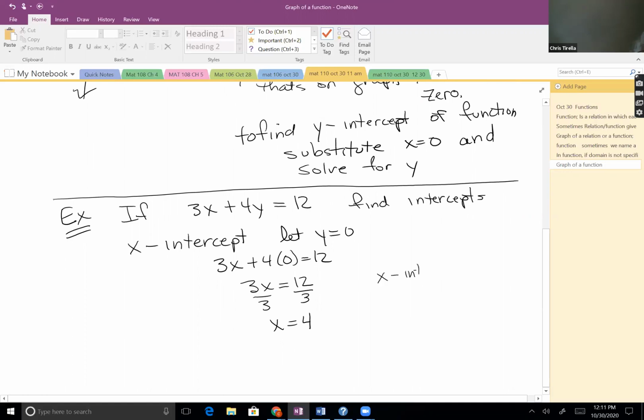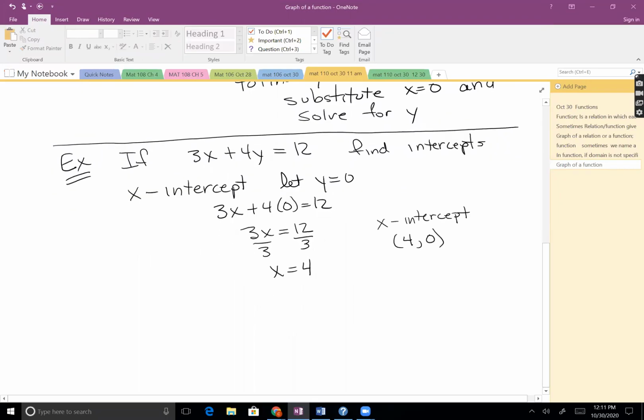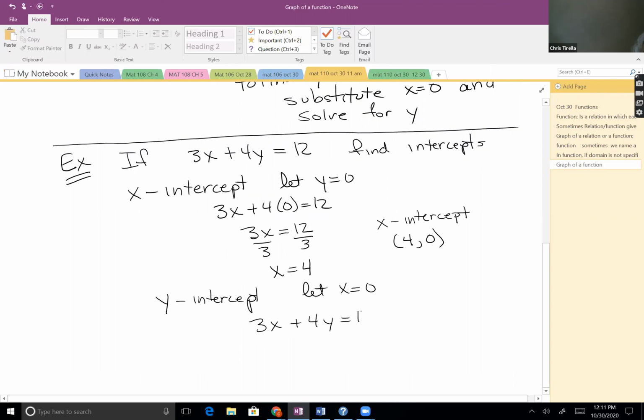And so my x-intercept as a coordinate would be the point, when x is 4, y is 0. And in the same way, to find the y-intercept, we'll let x equal 0. We're still using that same relation, 3x plus 4y equals 12. But now we put in the 0 for x, which gives me 4y equals 12. So dividing by 4, I get y equals 3. And so my y-intercept as a point would be x is 0, y is 3.